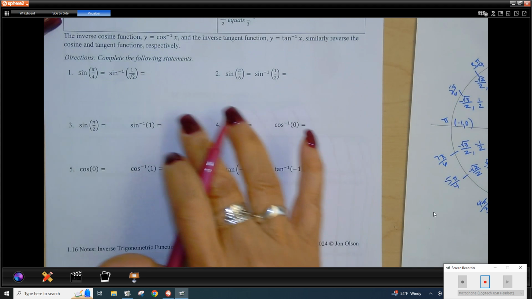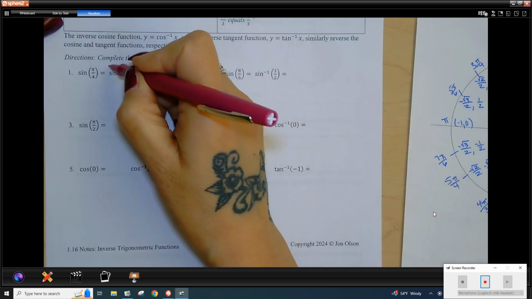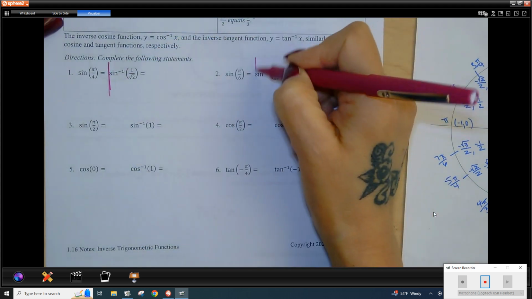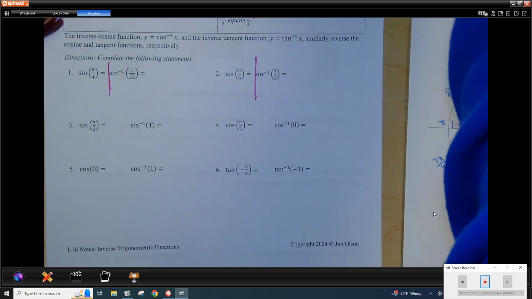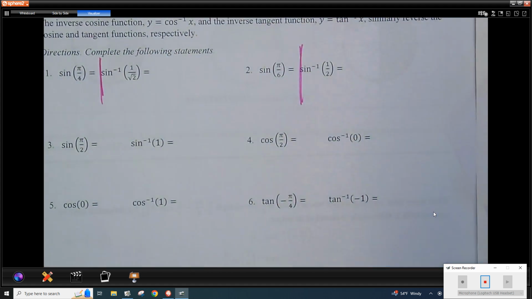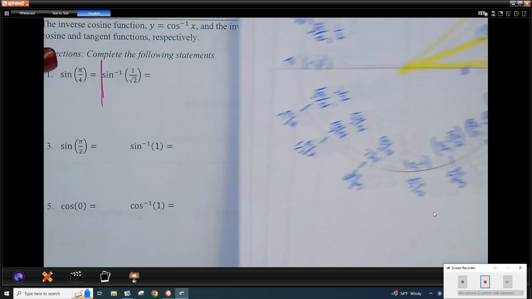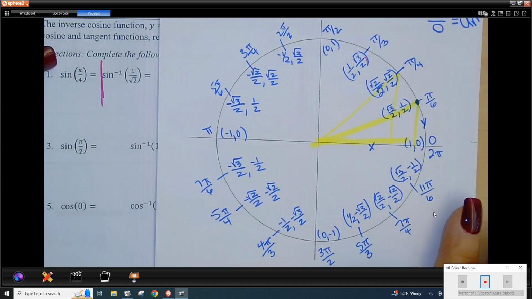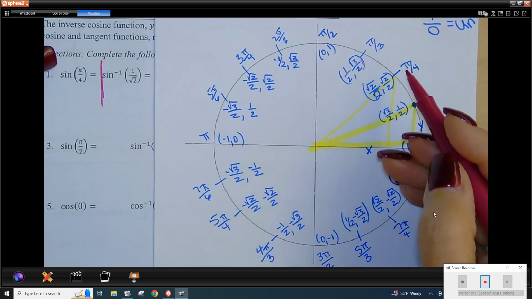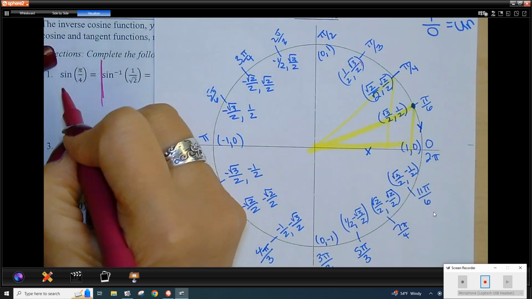Now these first two are real close to each other, so I'm just going to draw a line like that to show you the difference of the two, and I can zoom in a little bit. So have your circle ready. So pi over 4. Where is pi over 4? It's right here. Our sine is square root of 2 over 2.